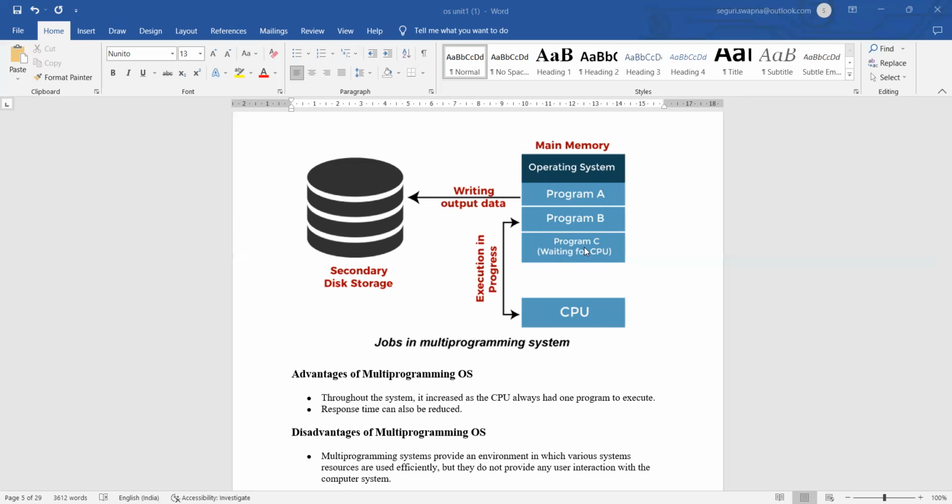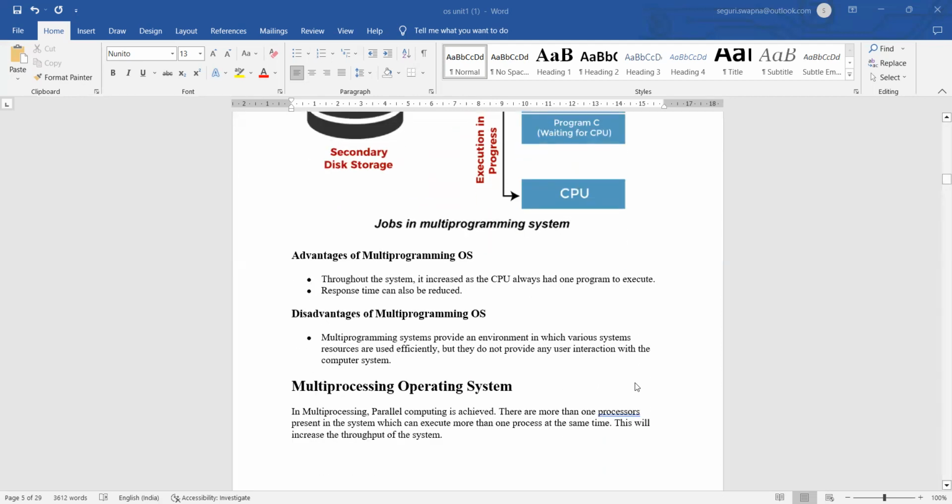Coming to the disadvantages, multi-programming operating system provides an environment where various system resources are used efficiently, but user interaction with the computer system is not there. That is, when the process is executing, it uses multiple resources efficiently, but the user is not able to interact with it. That is a disadvantage of multi-programming operating system.